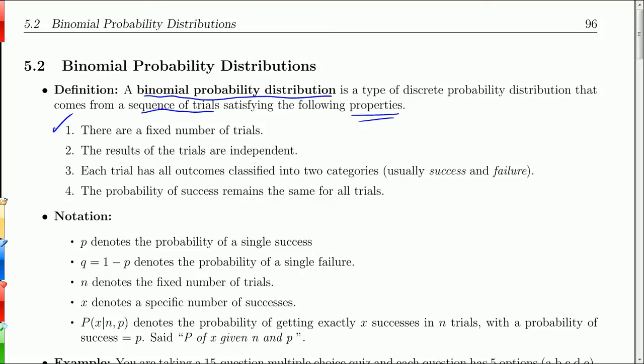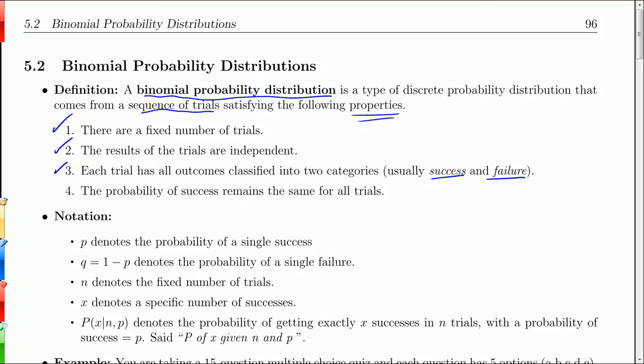For example, in that example, we were going to flip the coin 3 times. The results of the trials are independent, meaning the results from one trial do not affect the probability of the results from the next one or the one after that. They're independent. Each trial has all outcomes classified into 2 categories, usually success and failure. Now in the last one we had heads, so we could have heads or tails, and we'd call maybe heads the success and the tails the failure.